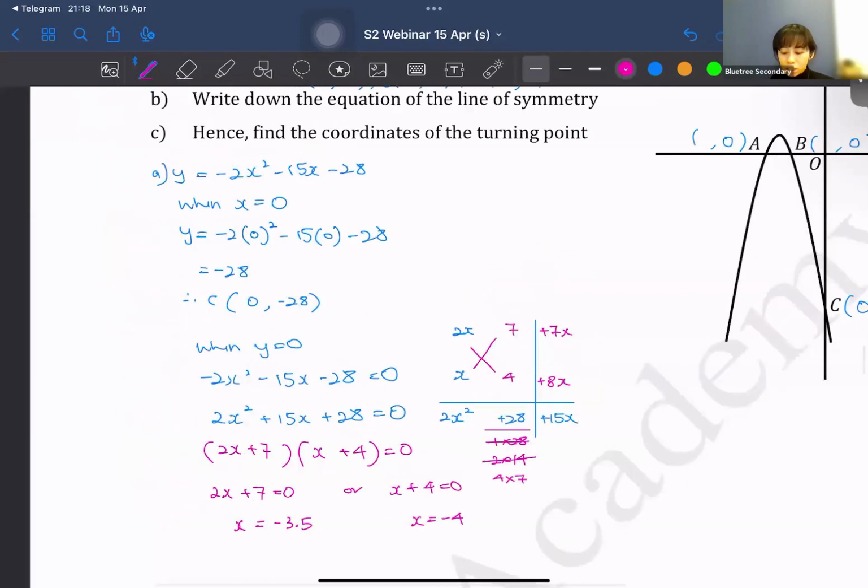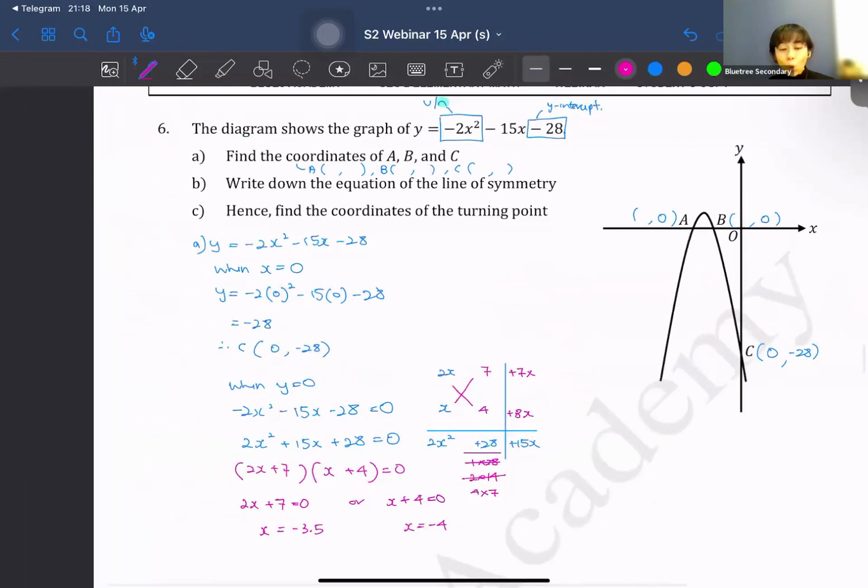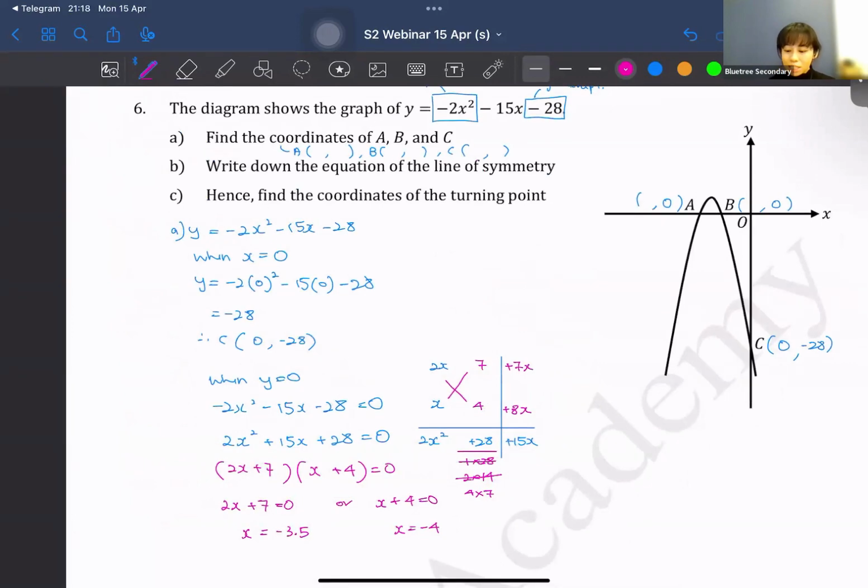Go back to the question. If you remember, they asked for coordinates. So this is what I mean by don't just leave it as this as your final answer. You're not telling me what is the coordinate of the A and the B. So earlier on, I already concluded what is the coordinates of C. So I'm done with that. Please conclude what is the coordinate of A and B.